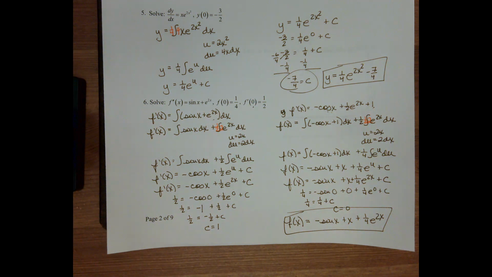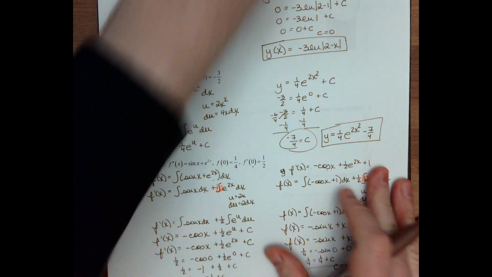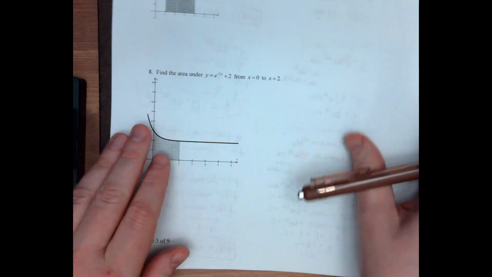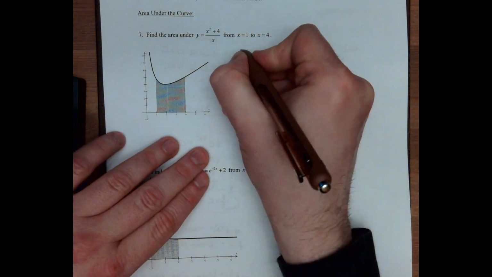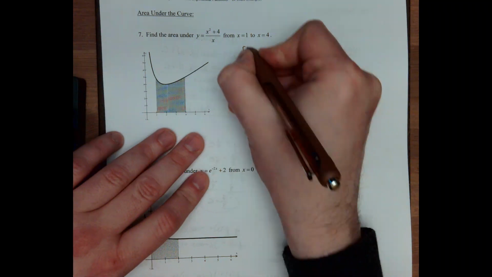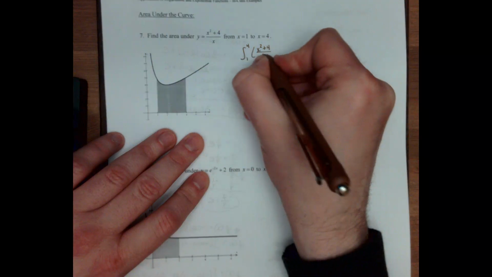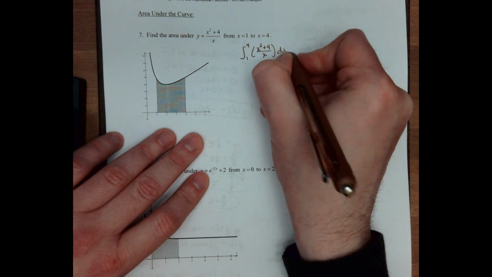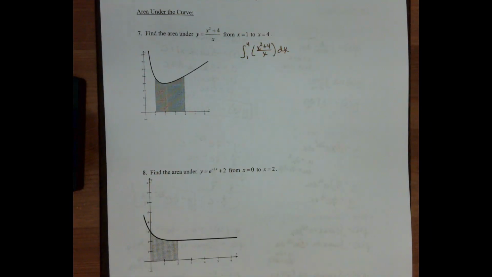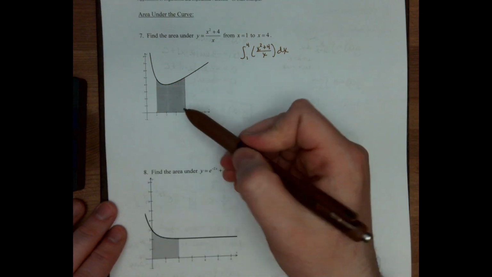Okay, so the next application we're going to take a look at, area under a curve problems. Number 7, I want to find the area under that function from 1 to 4. I hope you remember that area under a curve is just a definite integral. I'm going to integrate x squared plus 4 over x dx from 1 to 4. And this answer will be the area under that curve.